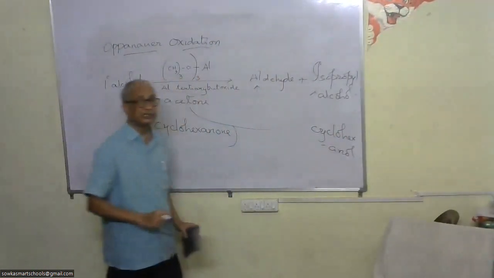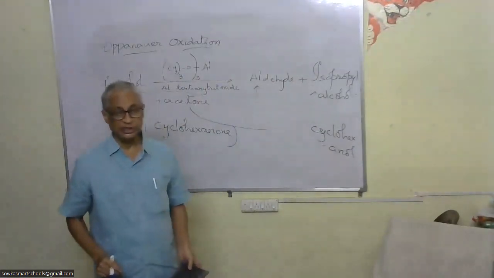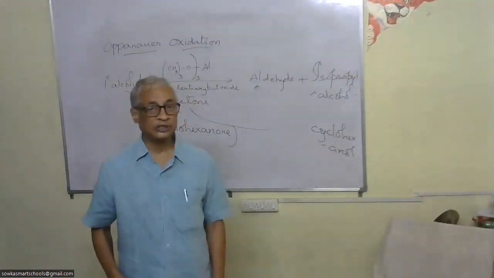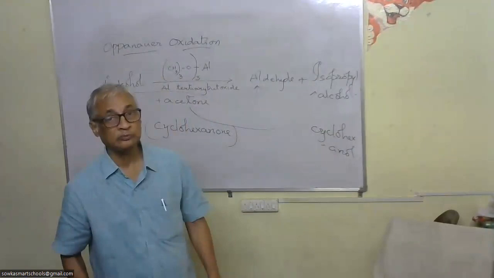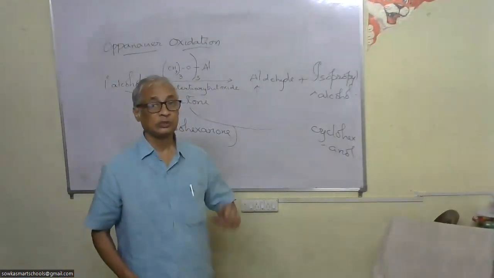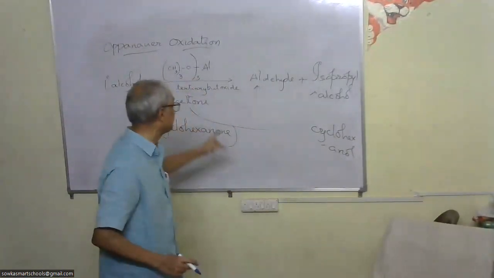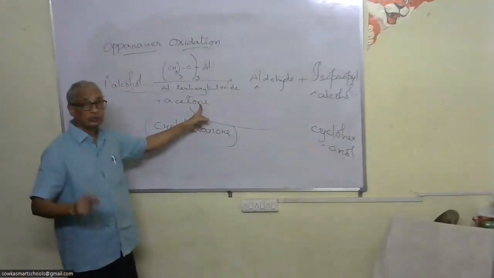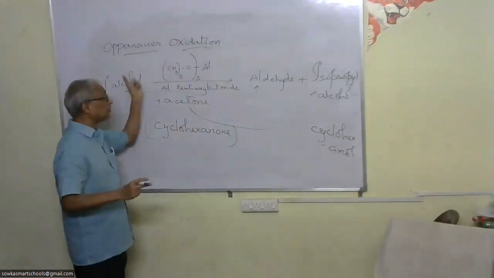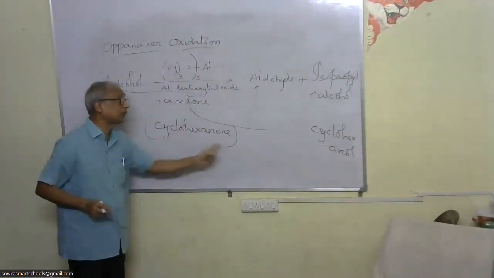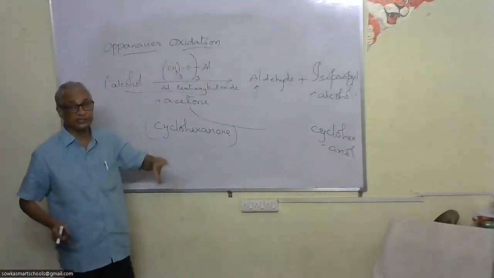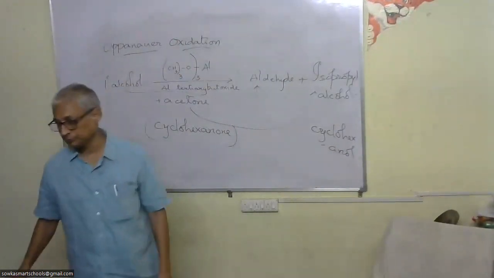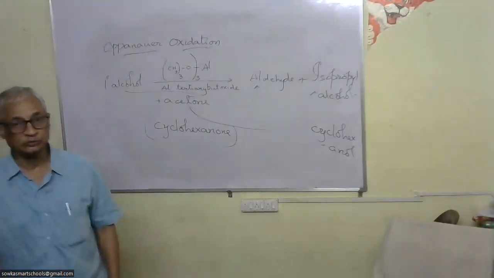So this is another important reaction, and that is a named reaction. That is the Oppenauer reaction, very important. The reagent mainly consists of a ketone. This alcohol undergoes oxidation, whereas this ketone undergoes reduction. Simultaneous reduction and oxidation takes place. Thank you.